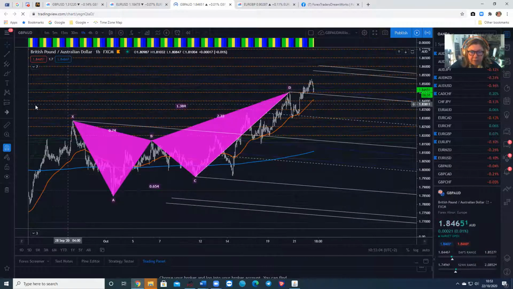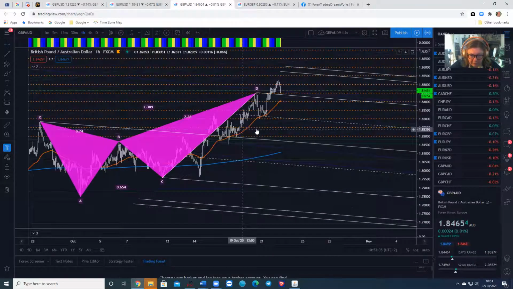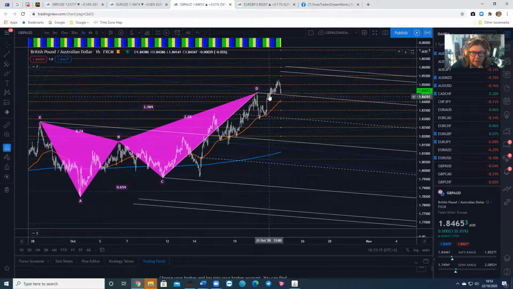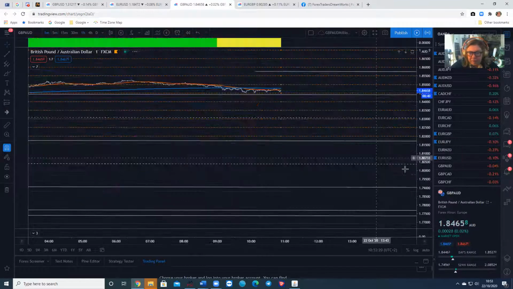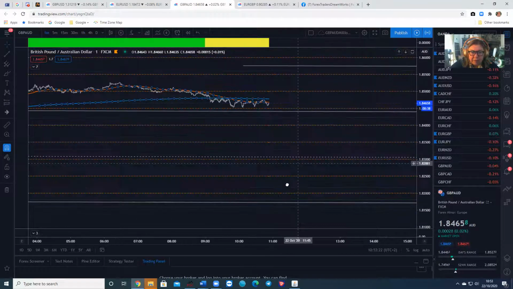D point was the 20th of October. This is one of our new scans, and it's pushed up, but in line with, and bear in mind that the governor speaking, it's coming back into that D point. I'm only interested in this as a sell.